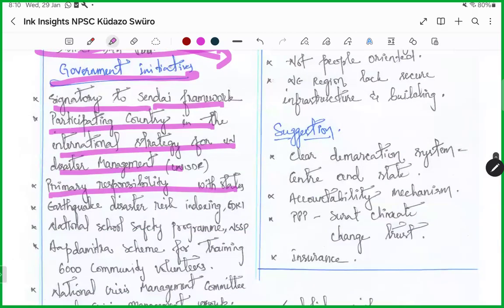Primary responsibility is with the state. Earthquake disaster risk index: you might want to know the rank of India. National School Safety Program. Here, at the state level, we have the SDRF, the State Disaster Response Force. These days they are traveling in different districts to conduct disaster mock drills in villages and in schools.